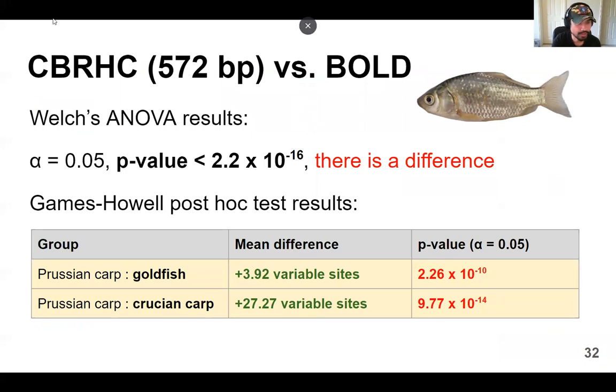So another tidbit was that, using our longest sequence, we were able to tell that the mean number of variable sites was significantly greater in sequences for goldfish than sequences for Prussian carp when compared to our Mahogany Lake fish. This data shows that this was also the case using our longest sequence from CBRHC. So this is just our due diligence showing that fish from both sites are more genetically similar to Prussian carp.